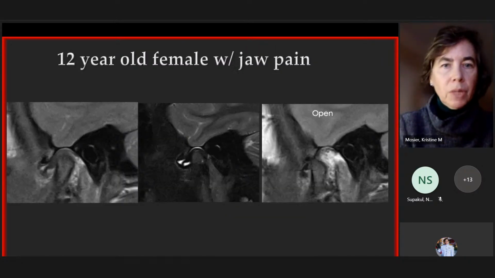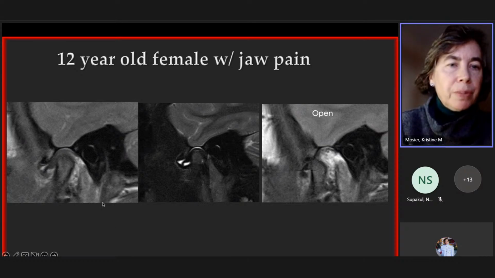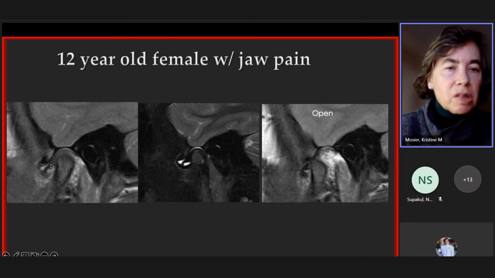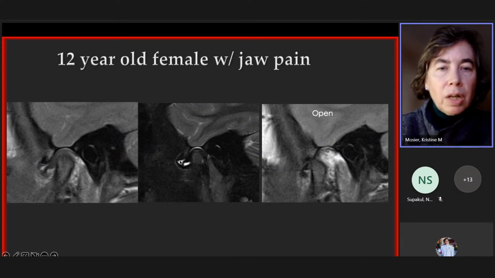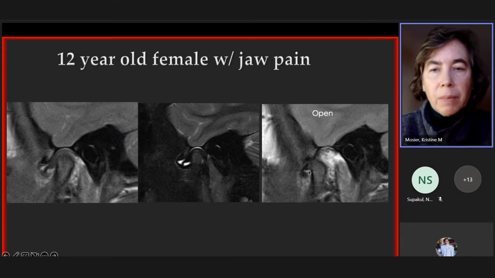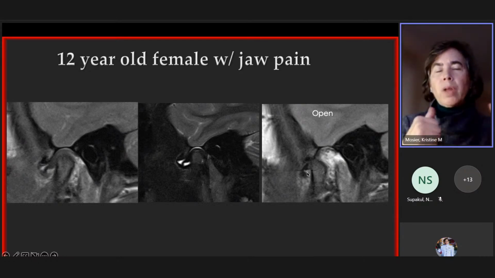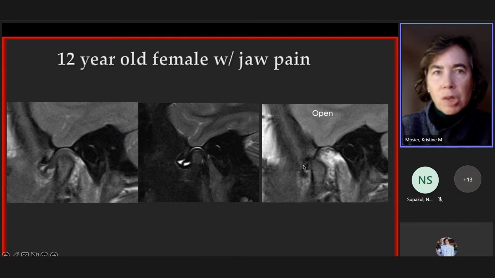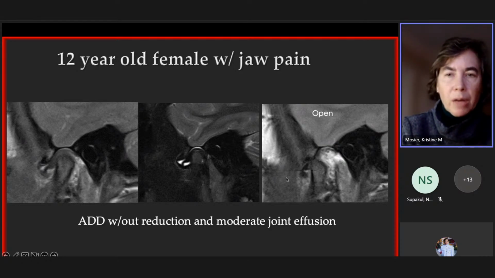Now, this is a 12-year-old female with jaw pain, and again, we see some loss of cortication, a little bit of flattening, so degenerative joint disease. Our articular disc is displaced anteriorly, and you see that here. Again, notice the joint effusion in superior and inferior joint space, and we see that disc remains really balled up in front of that condylar head on opening, so anteriorly displaced without reduction.